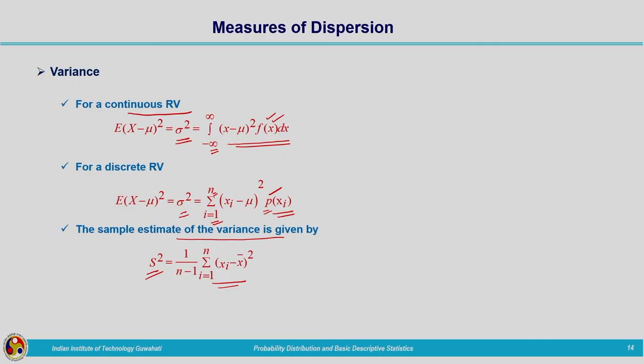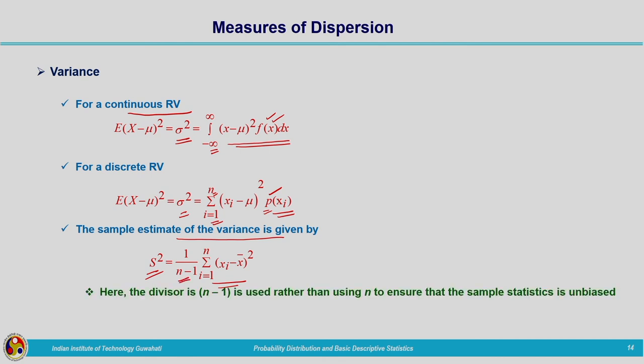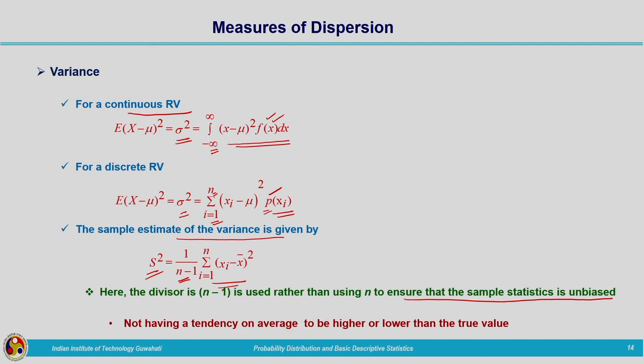Now here you can see in the denominator there is an n minus 1 term. That n minus 1 is used in order to ensure that the sample statistic is unbiased, that is, not having a tendency on average to be higher or lower than the true value. That is what is meant by an unbiased statistic. That is, no bias is there.